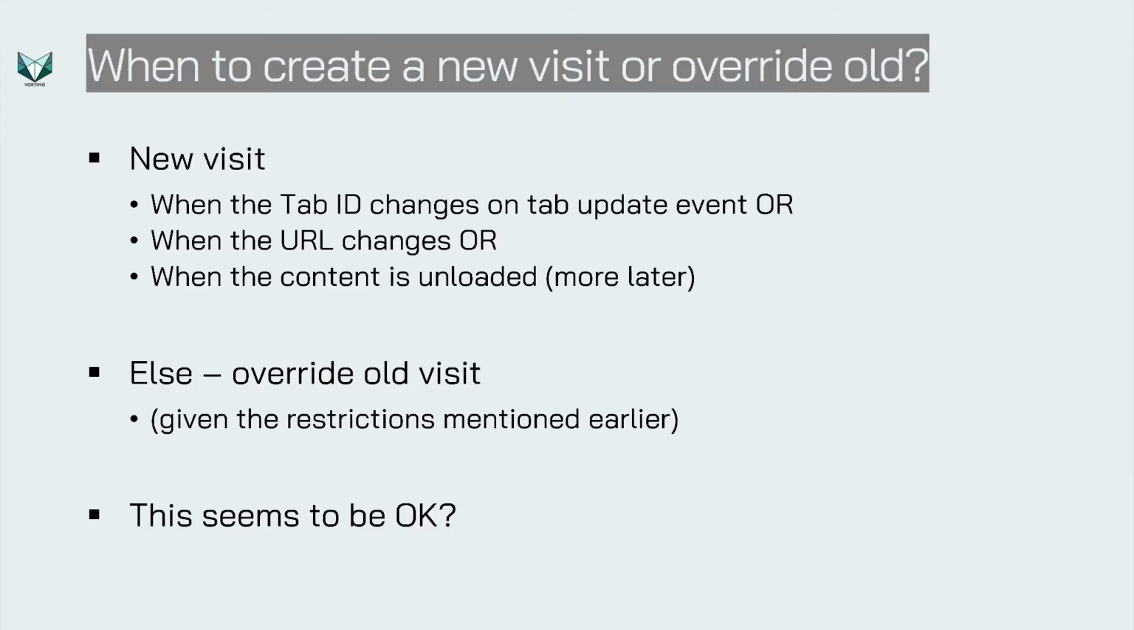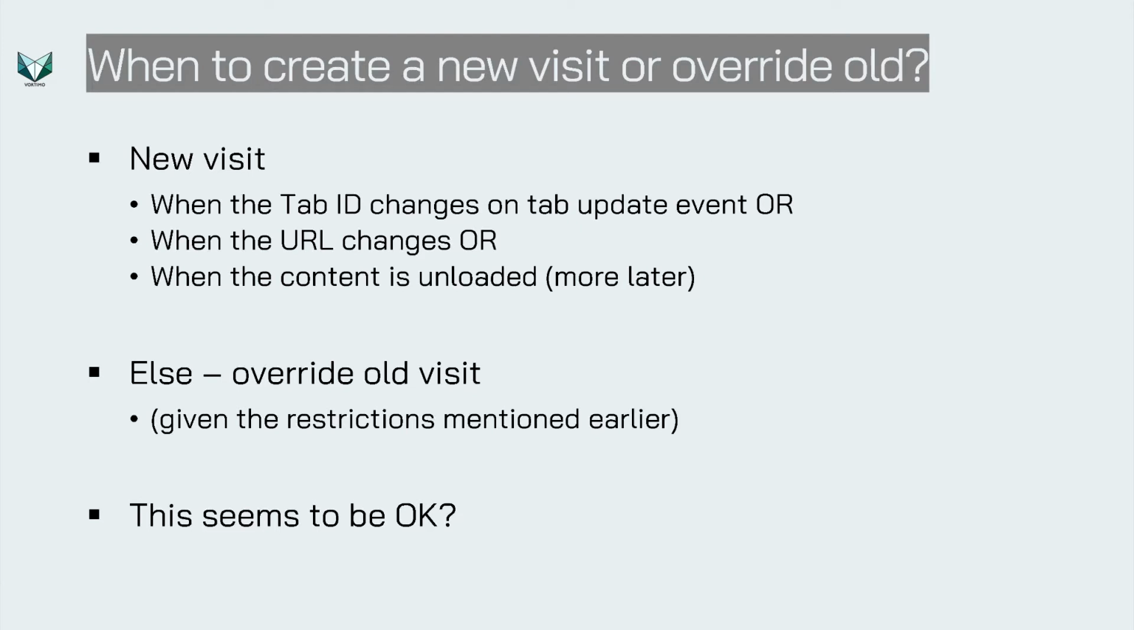It's basically saying when that event fires like 5 times in a row, we're only going to fire it 1 time, right? Okay, so it now becomes a situation of when to create a new visit and when to overwrite the old visit. Okay, so let's think about what we have so far.